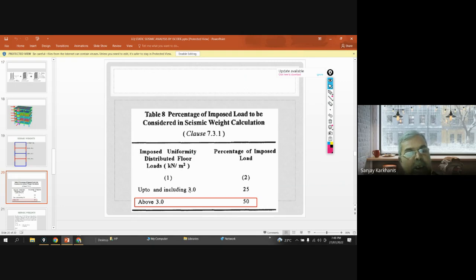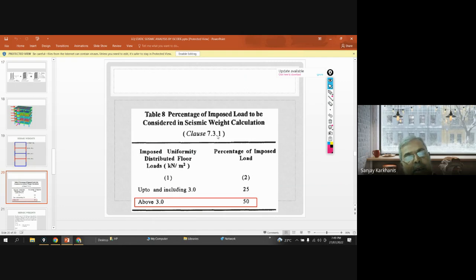So imposed uniformly distributed load intensity up to and including 3 kilonewton per square meter. अगर ये इंटेंसिटी आपने कंसिडर की है आपके नॉर्मल कैलकुलेशंस के लिए, ग्रेविटी कैलकुलेशंस के लिए, तो you can consider percentage of imposed load only up to 25%. So 75% load is not considered in terms of live load only. Don't do it for total load. Clear? Yes, sir. अगर आपका live load intensity is more than 3 kilonewton per square meter, in that case you have to consider 50%. Clear? Yes, sir.